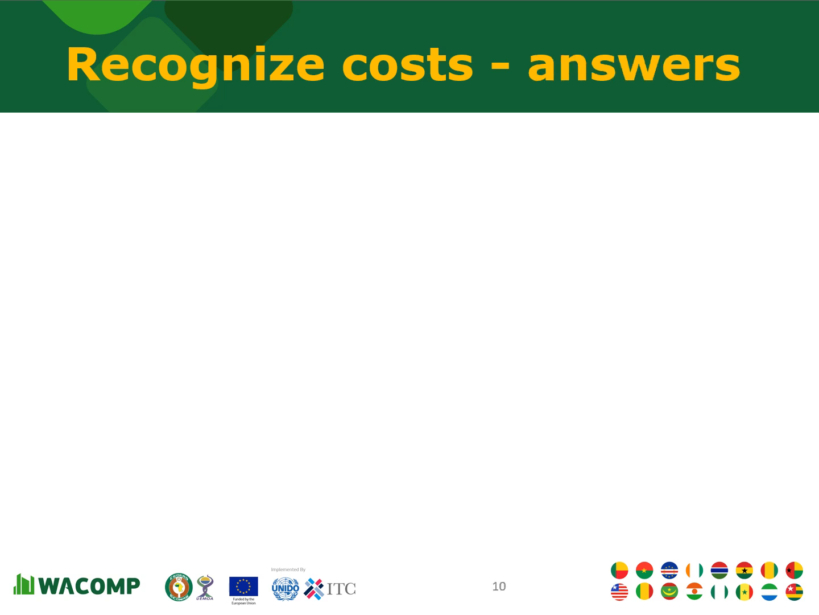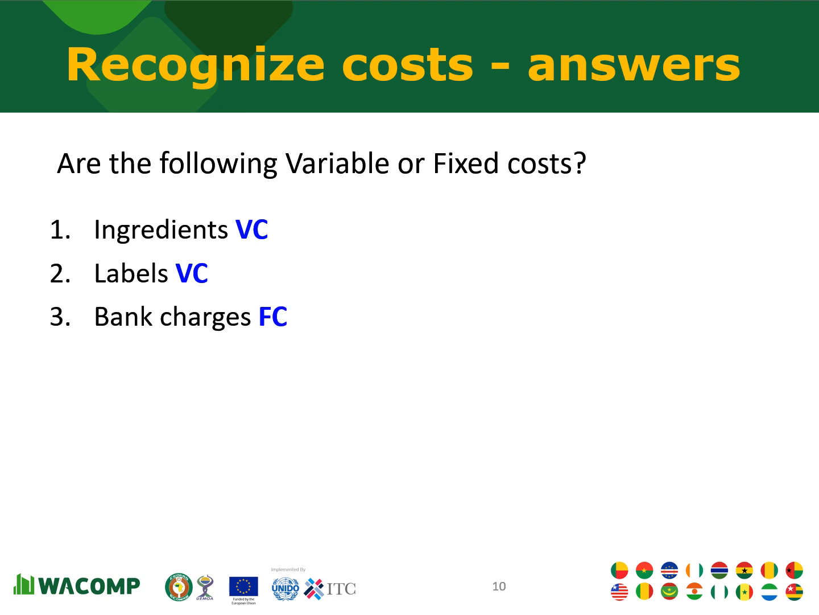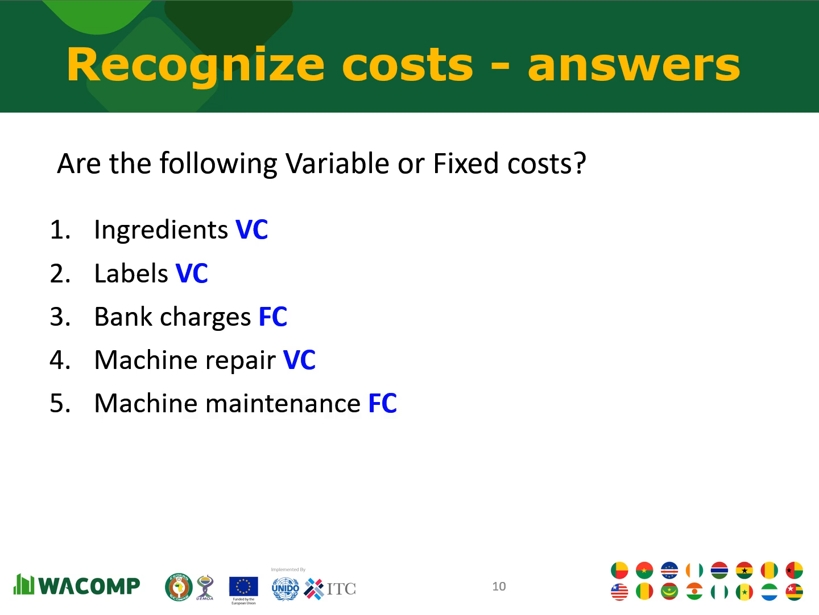And here are the answers. Are these costs variable or fixed? Ingredients, that's of course VC, variable. Labels, as packaging material, VC. Bank charges, fixed. Machine repair, variable. Machine maintenance, fixed.